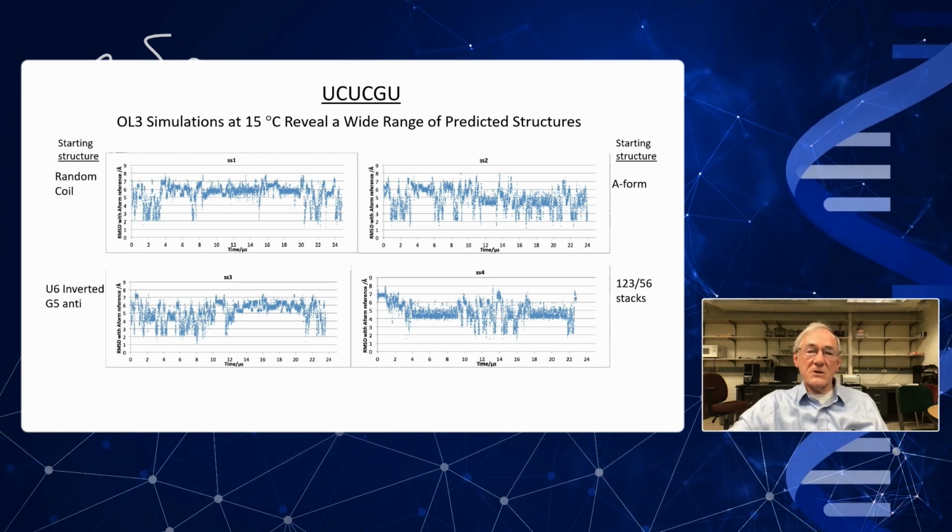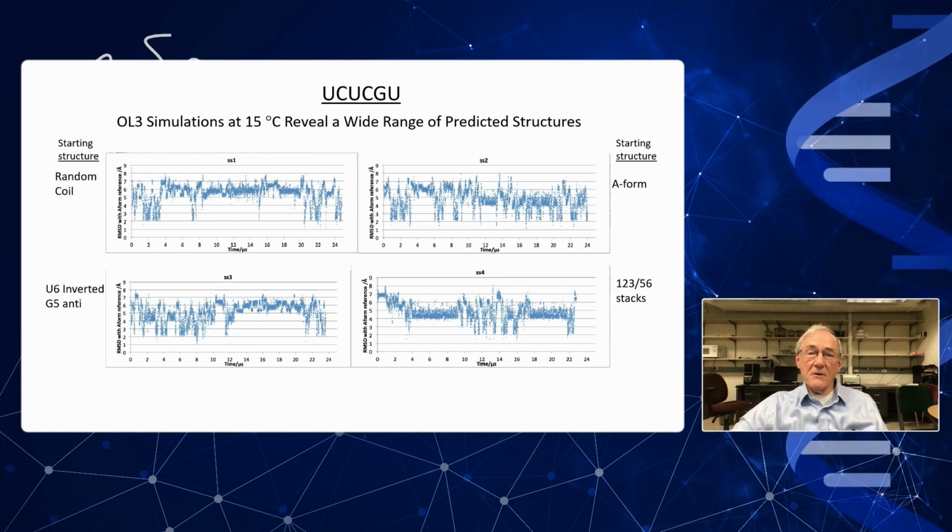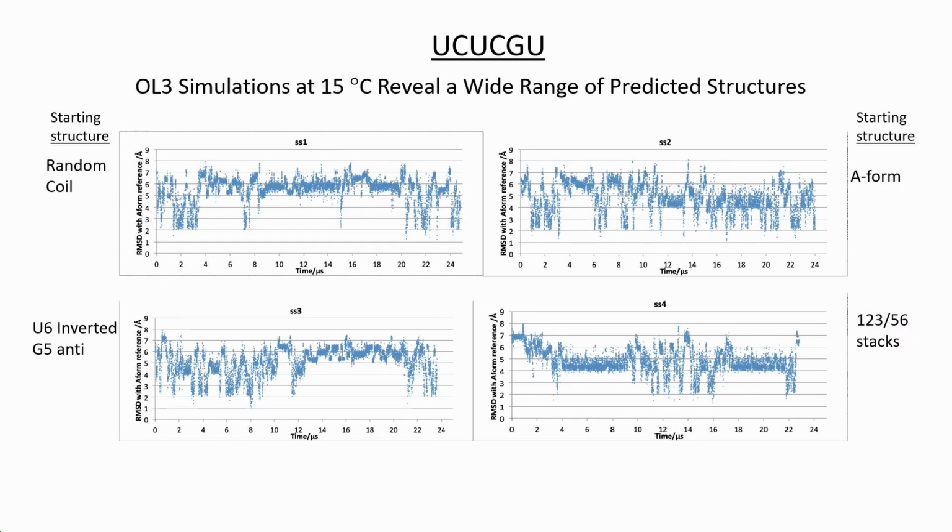So this shows 4 simulations of the same hexamer, UC, starting in 4 different starting structures. Random coil for the upper left one. The one below that, you're starting with a U6 inverted nucleotide with G5 anti. On the right-hand side, at the top, starting with simple A form. And on the bottom of the right-hand side, starting with nucleotides 1, 2, and 3 stacked, and then a break, and then 5 and 6 stacked.